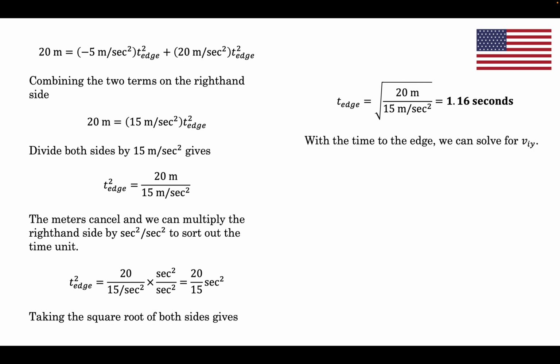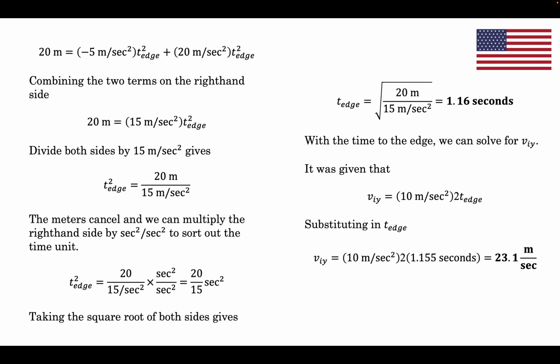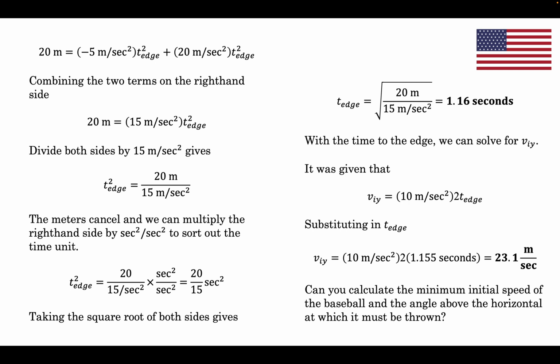Now we can solve for V initial y because we have an expression for V initial y in terms of T edge. It was given. We can just substitute that in, and we get 23.1 meters per second. This is the initial speed in the y direction. With the time to the edge and the parameters that were in the figure, you should be able to calculate the minimum initial speed of the baseball and the angle at which it must be thrown to get it over the edge. Get to work.